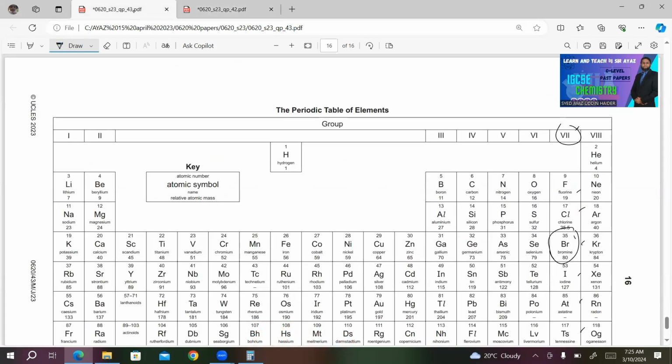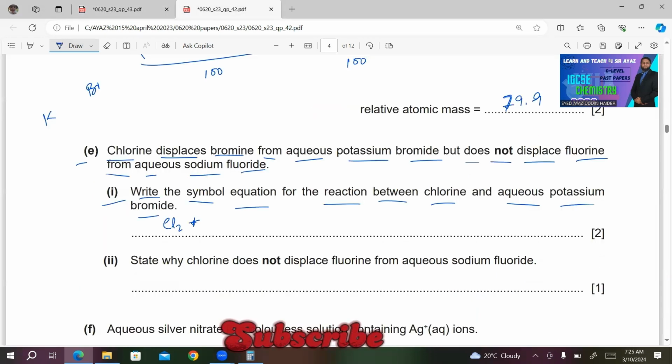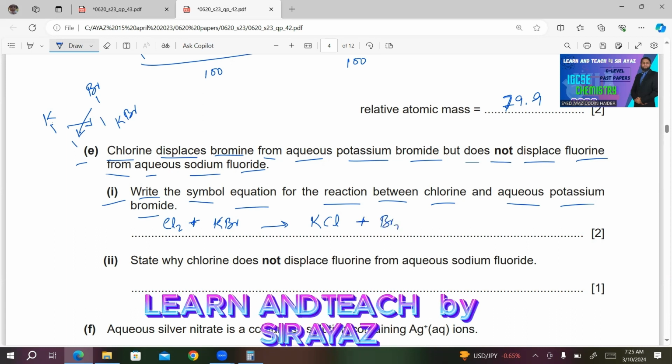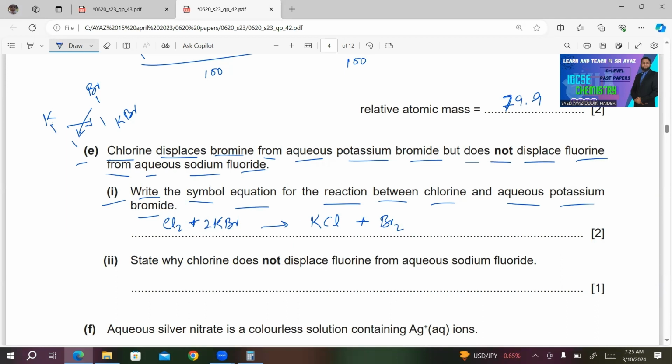Here we have bromine, it's in group 7, so valency is -1. Potassium is in group 1, valency is +1. So if you ignore their charges, you have 1, 1, and do the cross, you will get KBr. So KBr will be the formula for potassium bromide. The products will be KCl and Br2. Bromine is also a halogen, so it will also exist in the diatomic state. Let's balance the equation. Place 2 here and 2 here. This will be the final balanced equation between chlorine and aqueous potassium bromide.